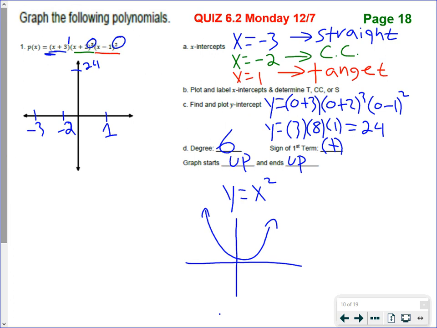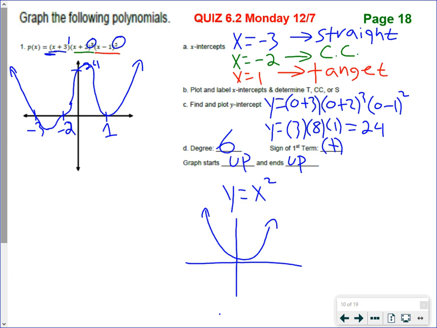So we start up, and we're going to go down to -3. At -3, we go straight through it. And then at x equals -2, we have a concavity change. So we're going to keep going. We go through it with two little curves increasing. We're going to go through our y-intercept. And at x equals 1, we're tangent to that point, which means we just bounce right off of it. And that's what our polynomial function will look like, more or less.